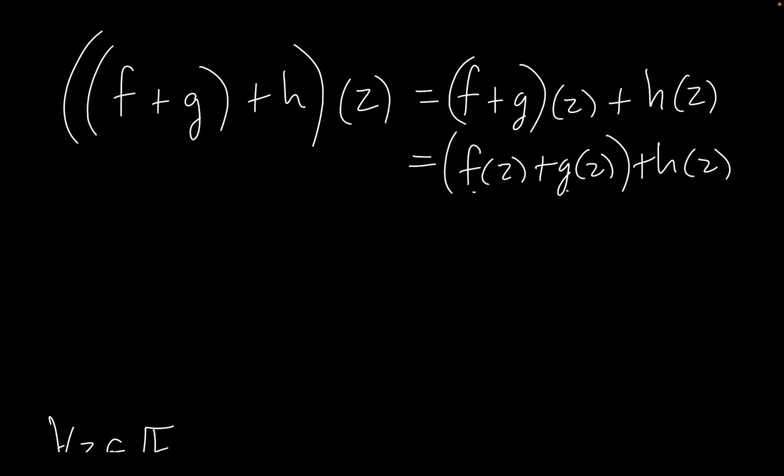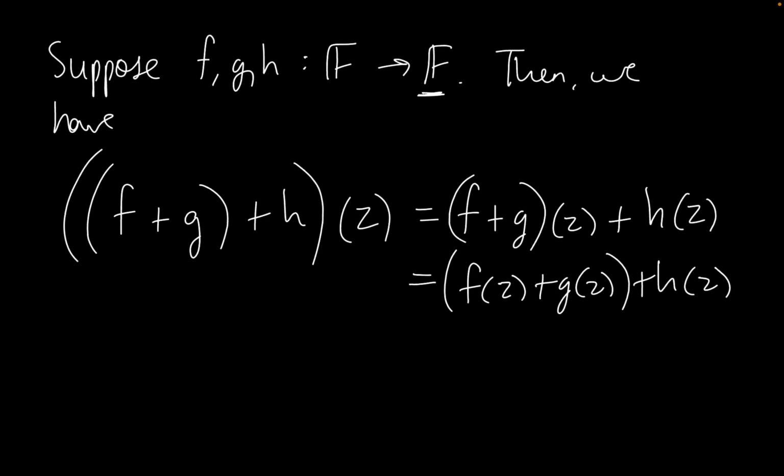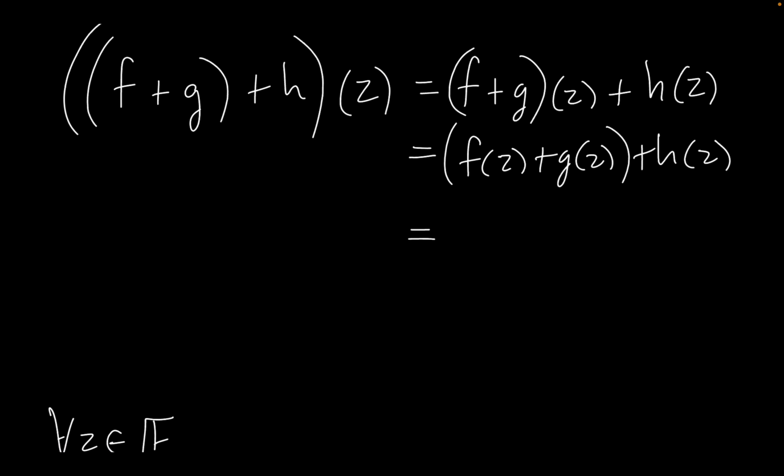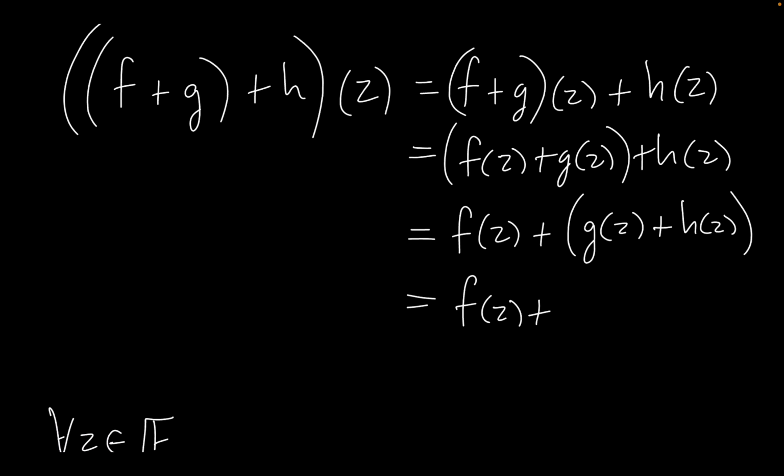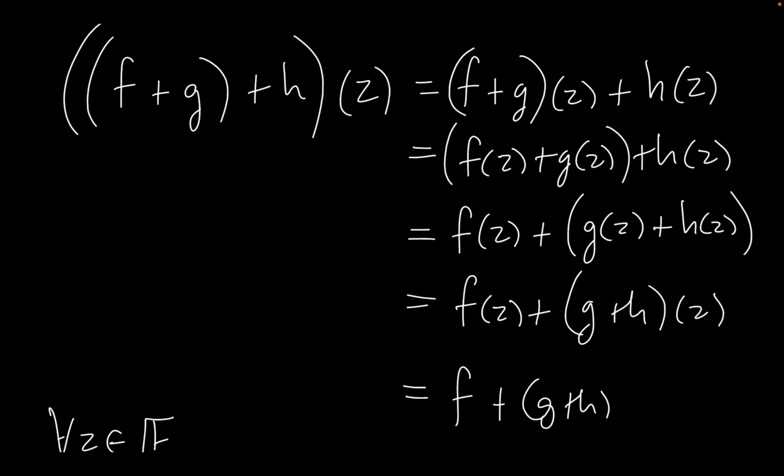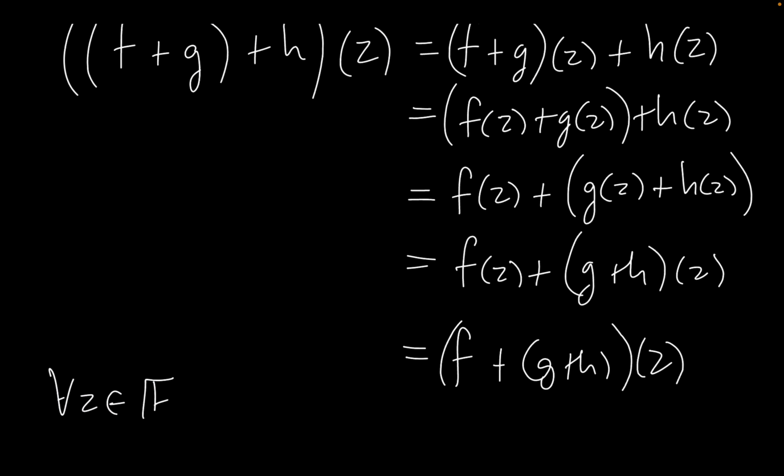Notice f(z), g(z), and h(z) are all scalars because f, g, h are elements from F to F, so their outputs are scalars. So we know that the associative property is true for scalars, so we can simply write this as f(z) plus, choosing to add g and h of z first, this becomes f(z) plus (g + h)(z), and this finally becomes f + (g + h) of z. And so since these two functions agree on all outputs, they are the same function. Therefore (f + g) + h is equal to f + (g + h). Cool.